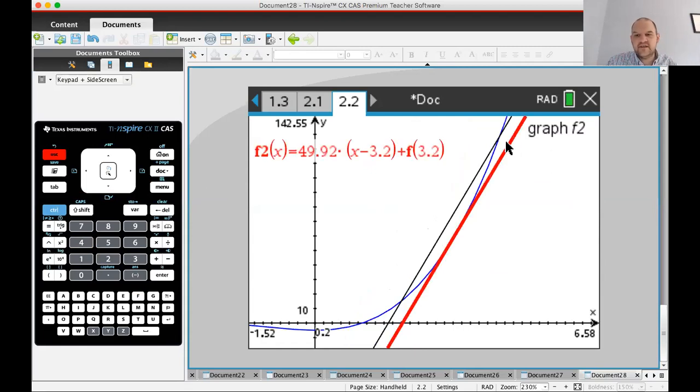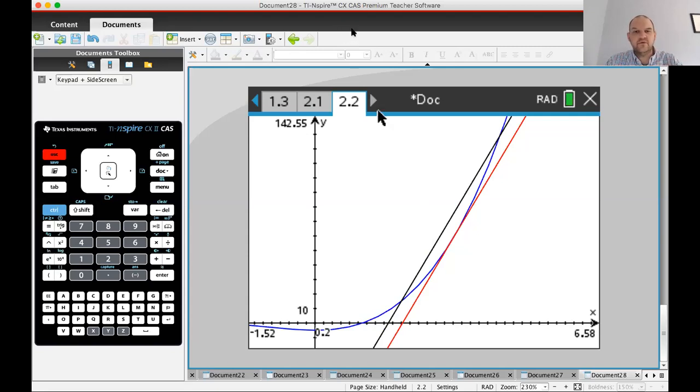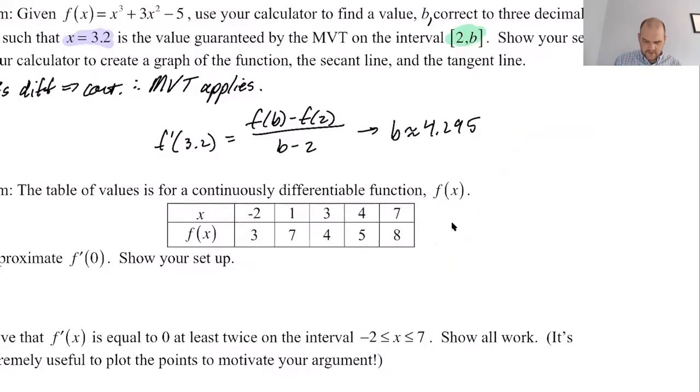So we have our tangent line at x equals 3.2 is parallel to the secant line that we found on the interval from 2 to the B coordinate that we found. The B coordinate was whatever it was, 4.295. So it worked out. It looks really nice. I'm going to go back to the notes, and then I think I'm probably just going to stop this here and come back in the next video and do a little bit more of these.